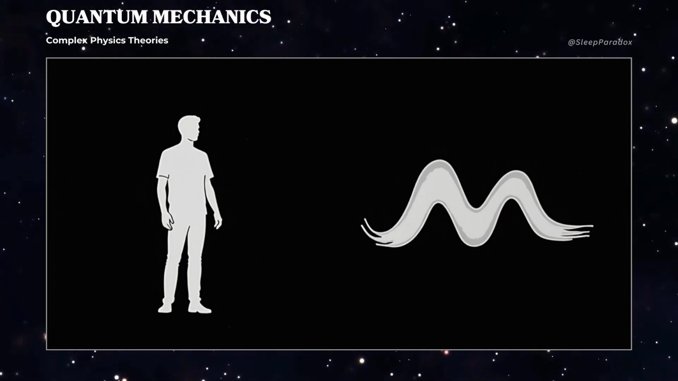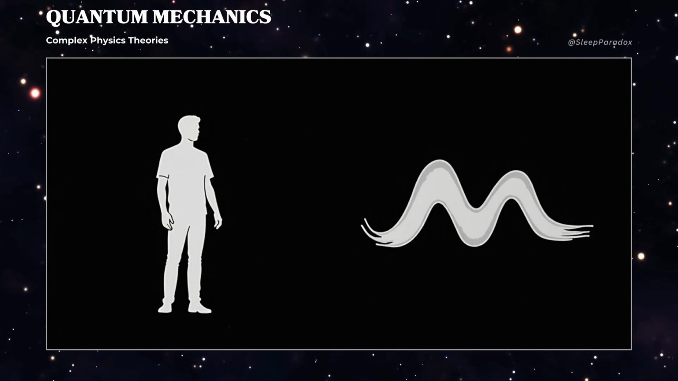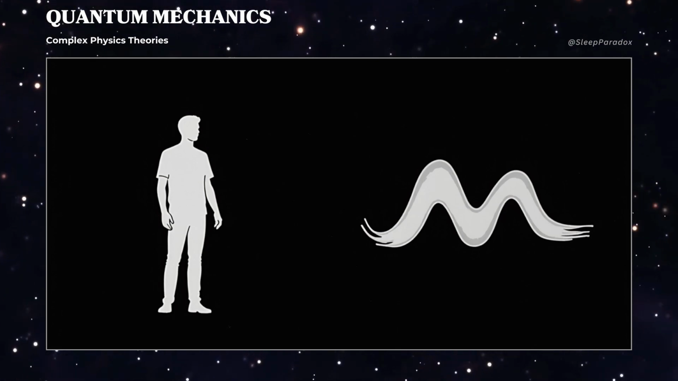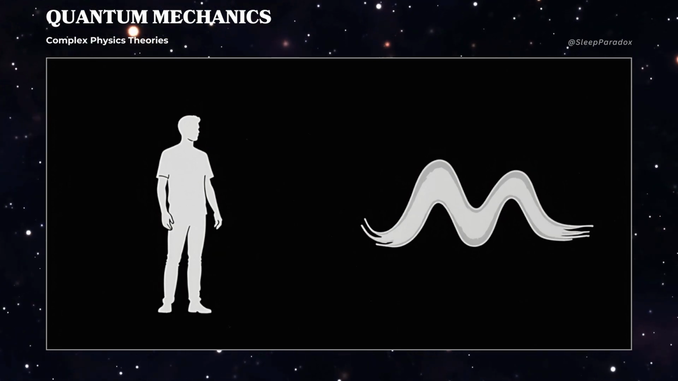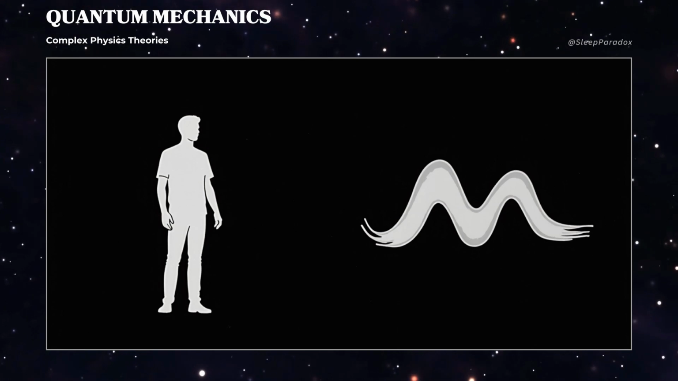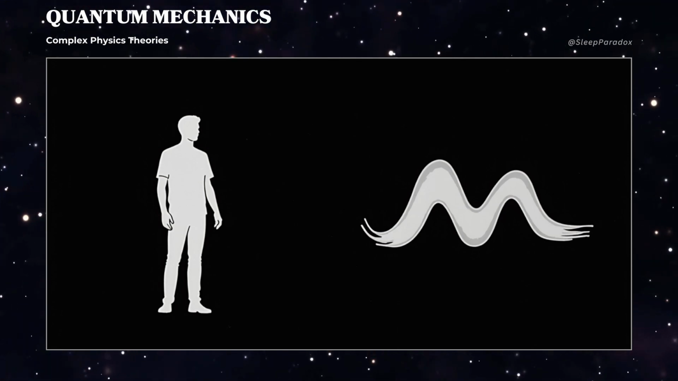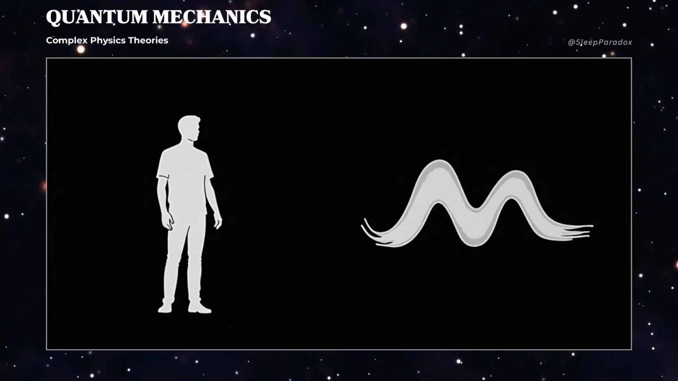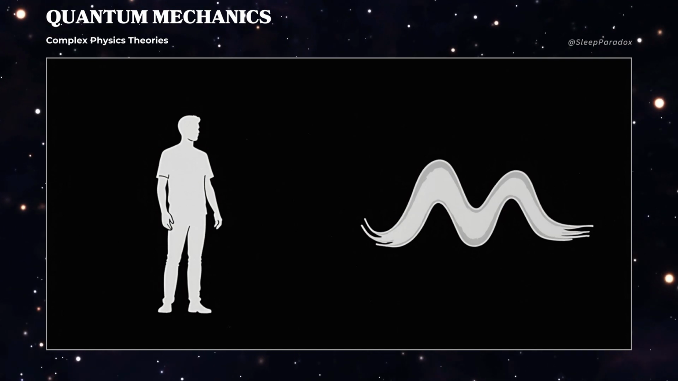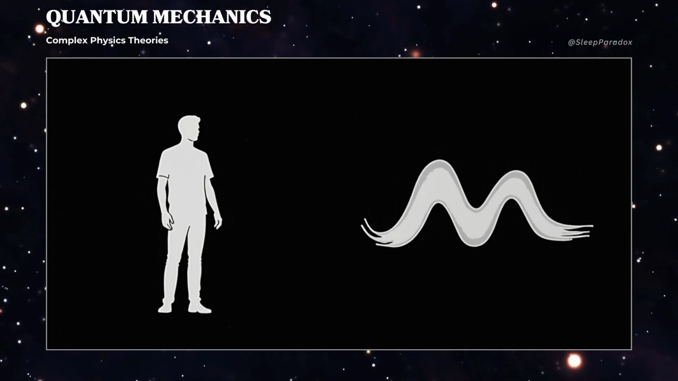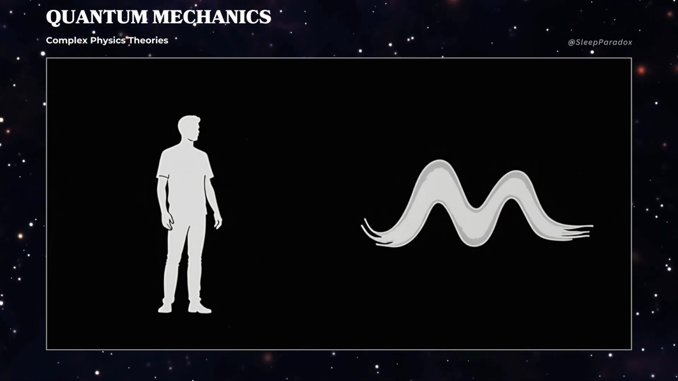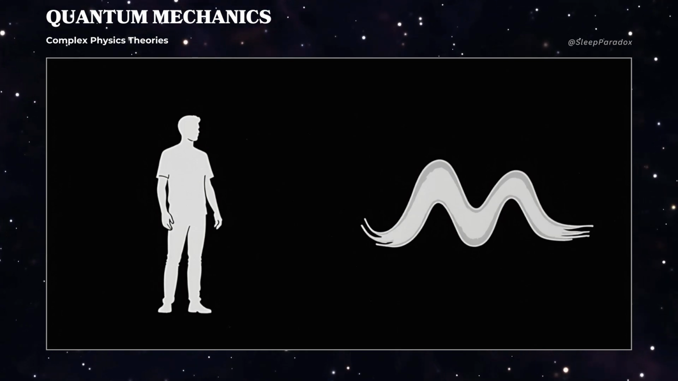Instead, they are described by a mathematical object called a wave function. The wave function gives a probability distribution. It tells us where the particle is likely to be, not where it actually is. This is one of the central ideas of quantum mechanics. Before measurement, a particle does not have a specific position. It exists in a superposition of possibilities.